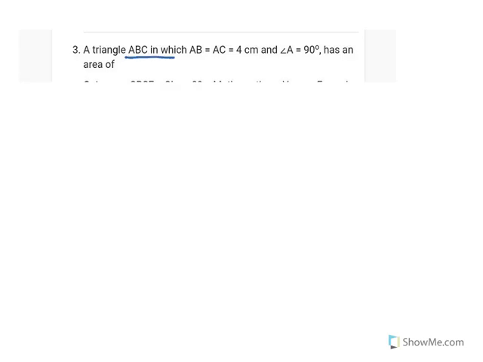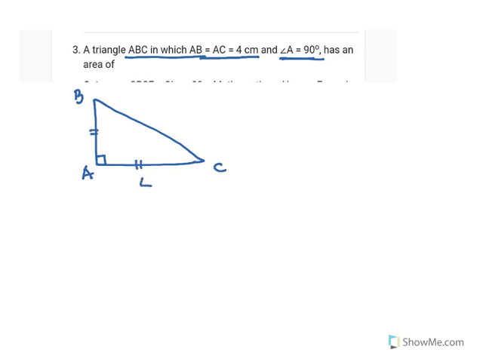A triangle ABC in which AB equal to AC equal to 4 centimeters, angle A is 90. Here's area. So this is a triangle, and angle A is 90. Then AB equal to AC. So we have AB and AC. AB equal to AC equal to 4. So this is 4 and this is 4.